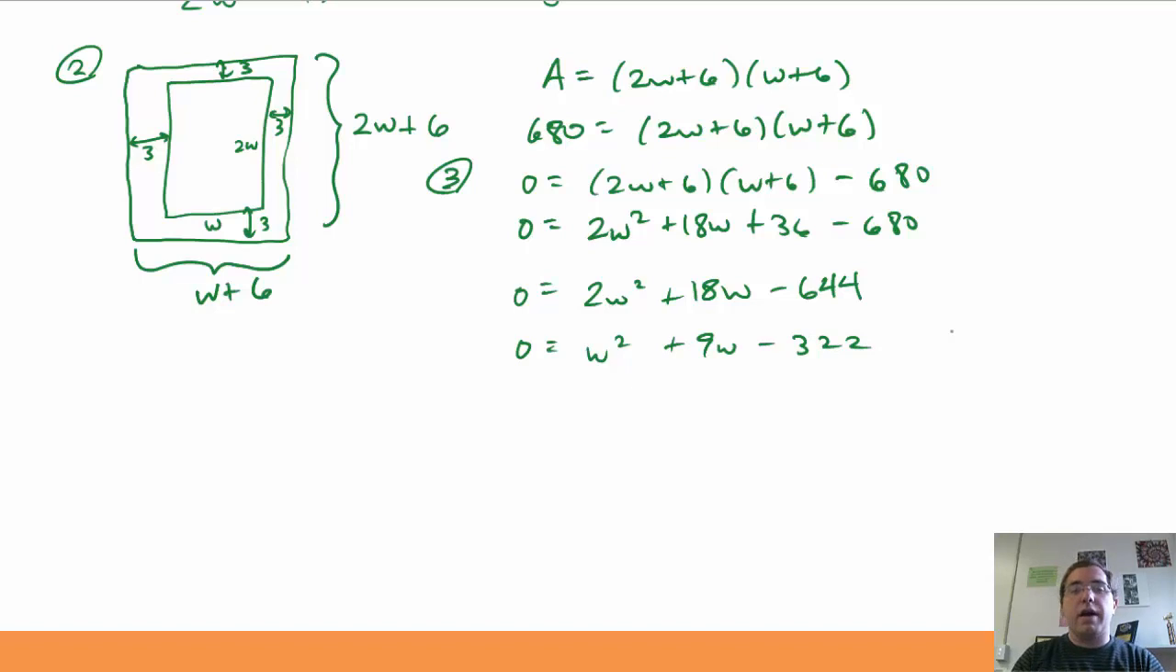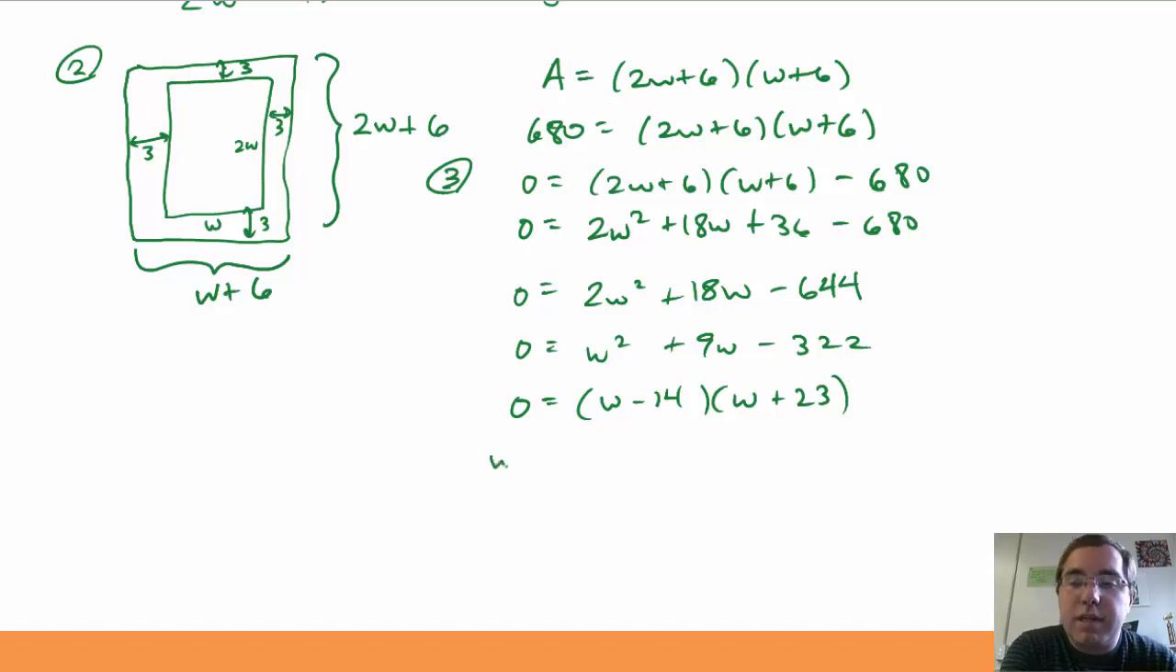Now how do I know I can just divide everything by 2 instead of having to factor out the 2 and write it in front? Because I now have an equation with a 0 on the other side, and I can divide both sides by 2, and 0 divided by 2 is just 0. Okay, so now we can factor the right-hand side. So I need two numbers that multiply together to give me negative 322, but add together to give me 9. Well, how about negative 14 and positive 23. Sounds good. So 0 equals (w minus 14) times (w plus 23).